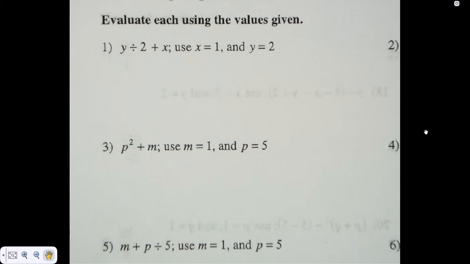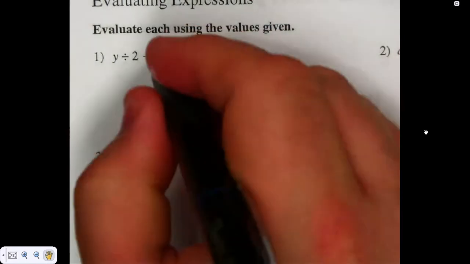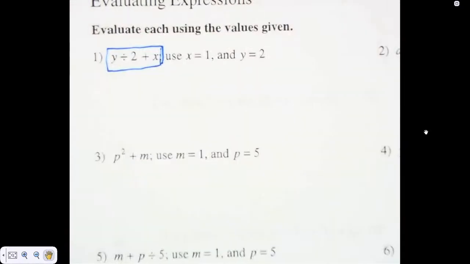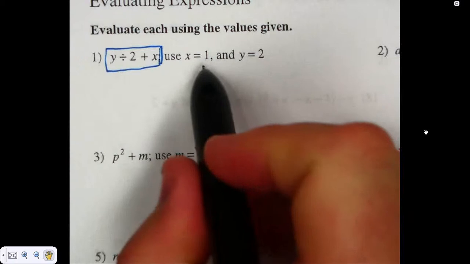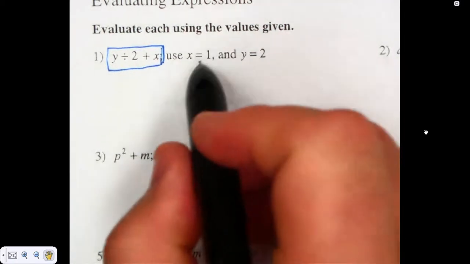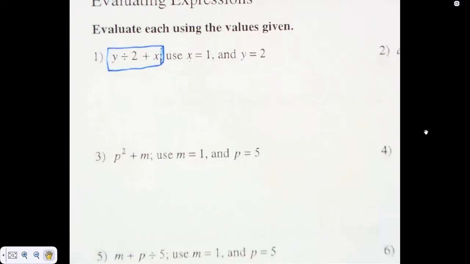So what we're going to do here is we'll use order of operations, but we're just adding another step. In this case, we have this expression right here. And what we're going to do is we're going to substitute in the number given to us. When they say x is equal to 1, they're saying that x and 1 are the same thing. Isn't that what equal means?